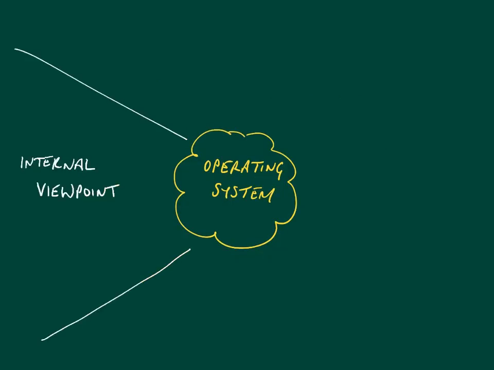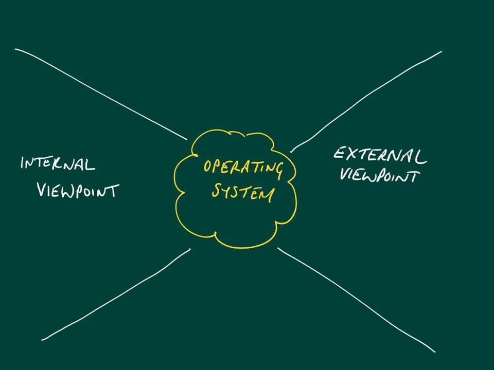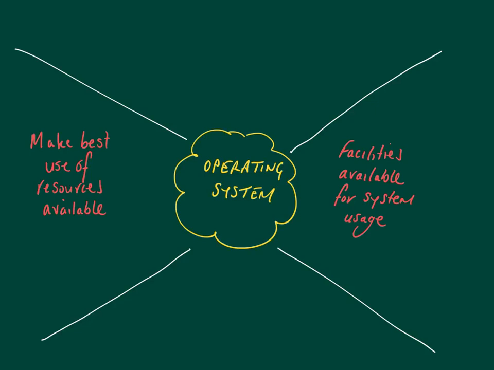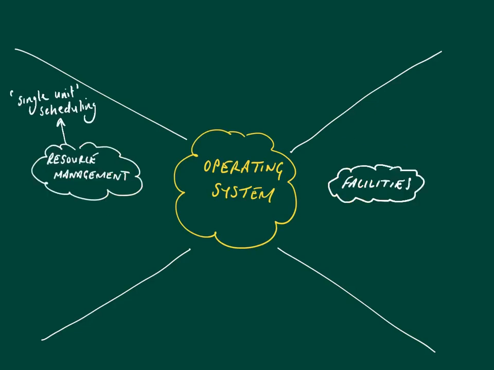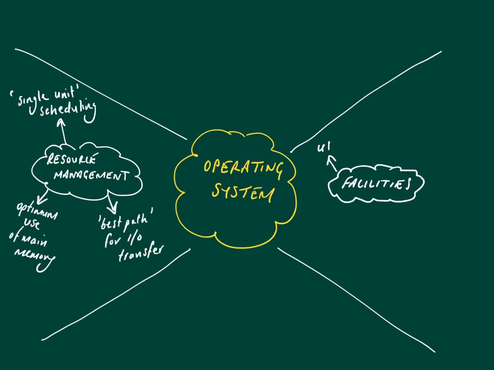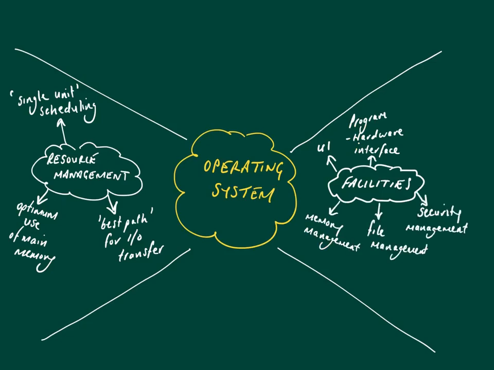So an operating system can be considered from two viewpoints, the internal and the external viewpoint. With the internal, you're trying to make the best use of resources available, whereas with the external, you're looking at the facilities that are available. The internal is stuff like resource management, single unit scheduling, the optimum use of main memory and the best path for input and output transfer, whereas the facilities are the things that you learned in AS level. And that's your externals, except for the resource management, which is going to internal.